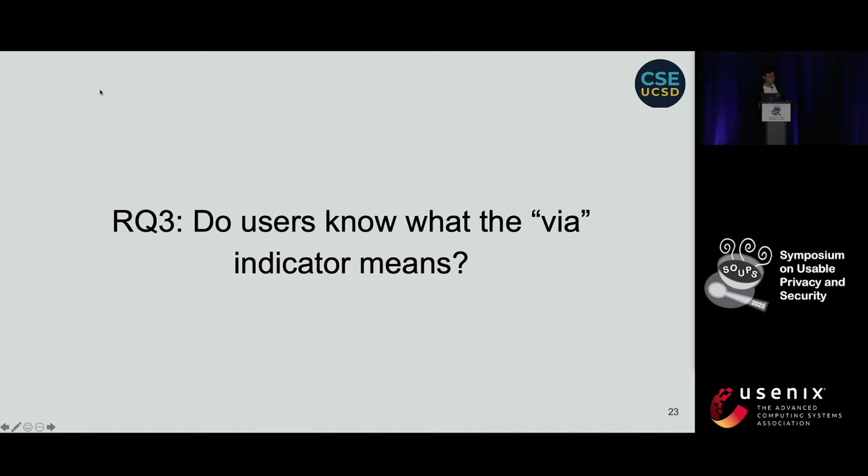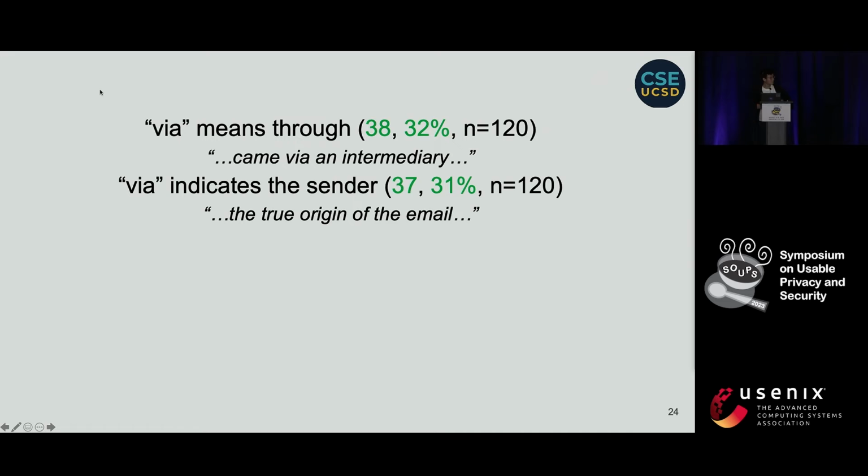So moving on, we are shifting our angle a little bit. We are looking at this problem from the user comprehension perspective now. We started by asking the question: do users know what the VIA indicator means? Overall, the result is positive. Specifically, 32% of our participants say VIA means through, let's say, through an intermediary. Another 31% of the users say VIA indicates the actual sender of the email. So in either case, users do grasp the idea that there's a third party involved in sending this email.